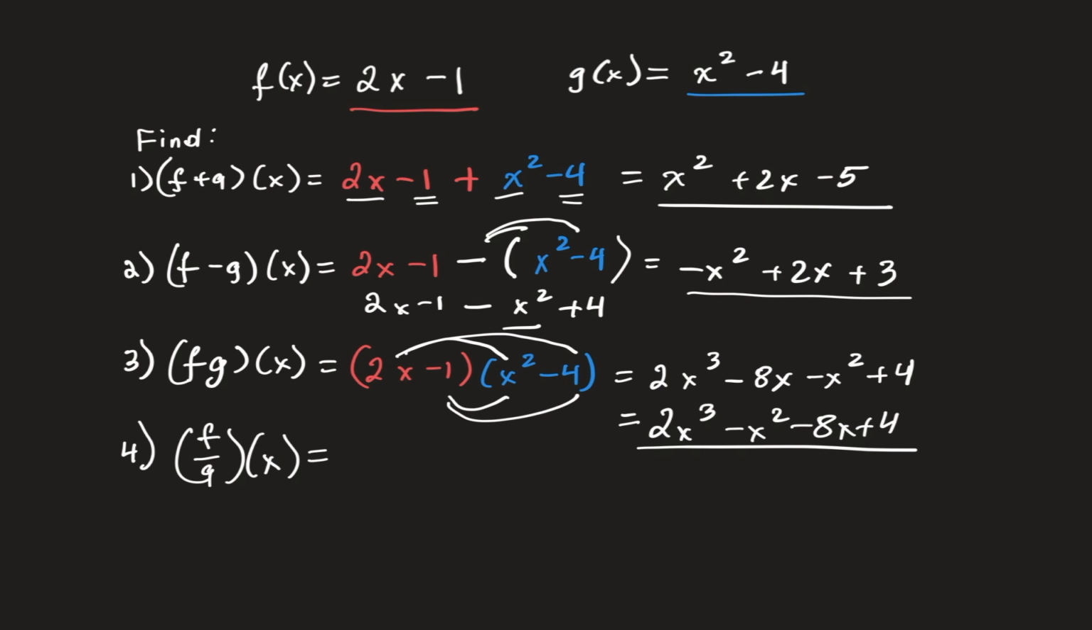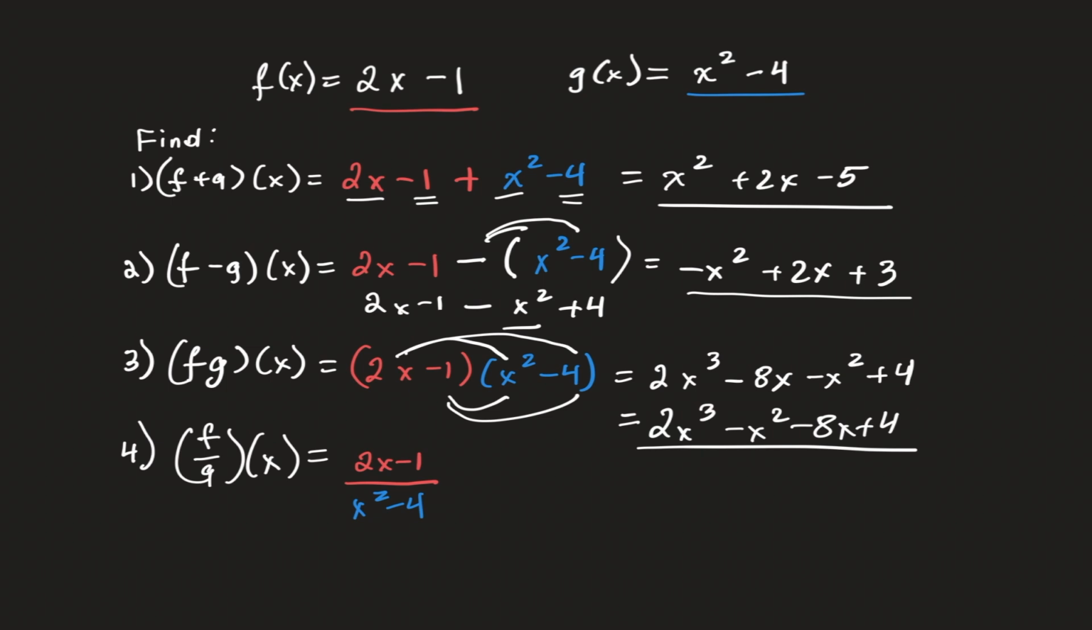Lastly, we have our division of f divided by g. And again, I have my f of x, which is 2x minus 1, divided by g of x, which is x squared minus 4.